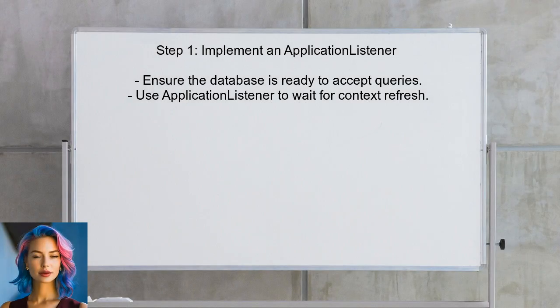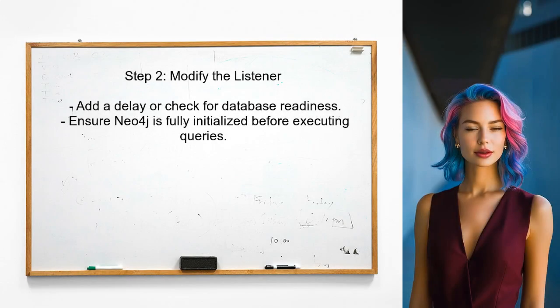To correctly warm up the Neo4j database after the Spring application has fully initialized, the user should ensure that the database is ready to accept queries. This can be done by implementing a listener that waits for the application context to be fully refreshed. Next, the user should modify the existing listener to include a delay or a check to confirm that the Neo4j database is fully initialized before executing any queries. This can help avoid issues where the database is not ready.